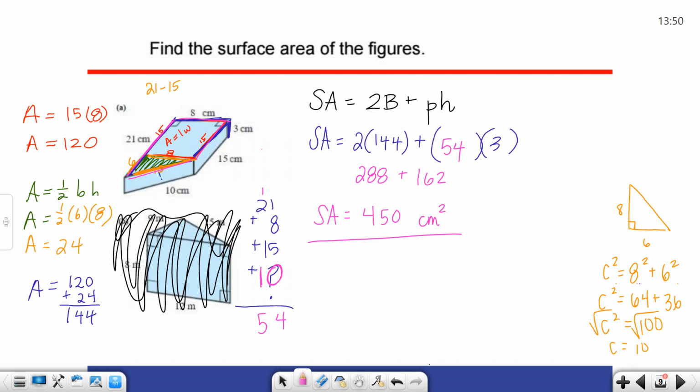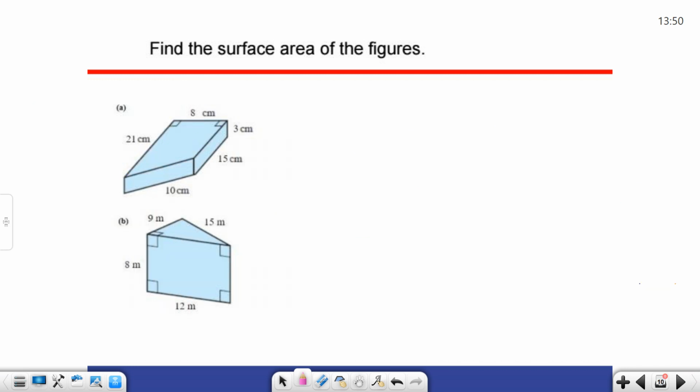Okay, that had lots of different things. So you had the area of a rectangle, you had the area of a triangle, you had the perimeter of an odd shape. And so that one was a little tough. Okay, let's try the second one.